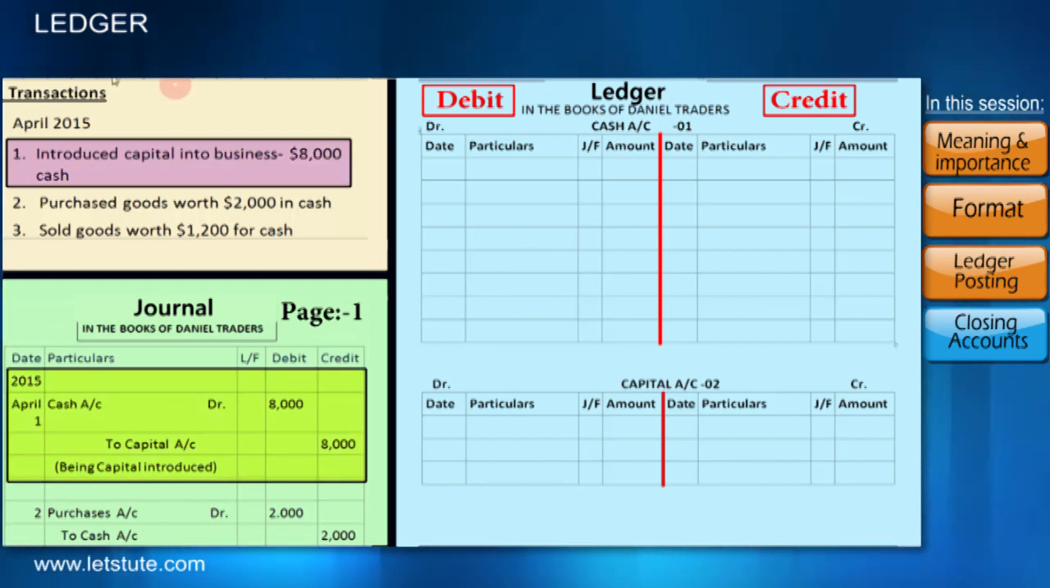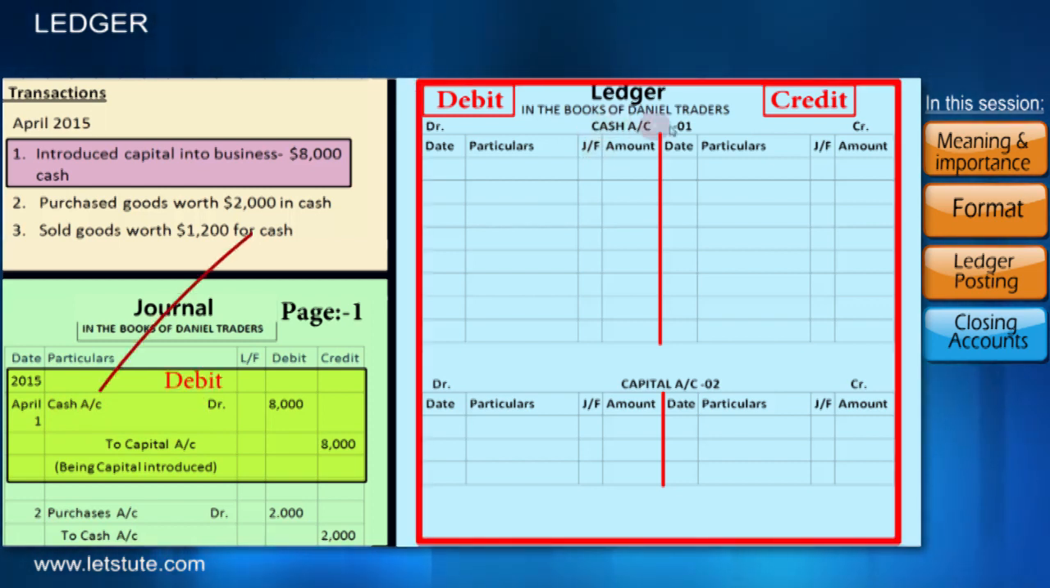The first one is Daniel introduced cash into business. The entry was cash account debit to capital. This is how we read the journal entry. So we will go to the cash account and write on the left hand side, that is the debit side, to capital, 8,000.